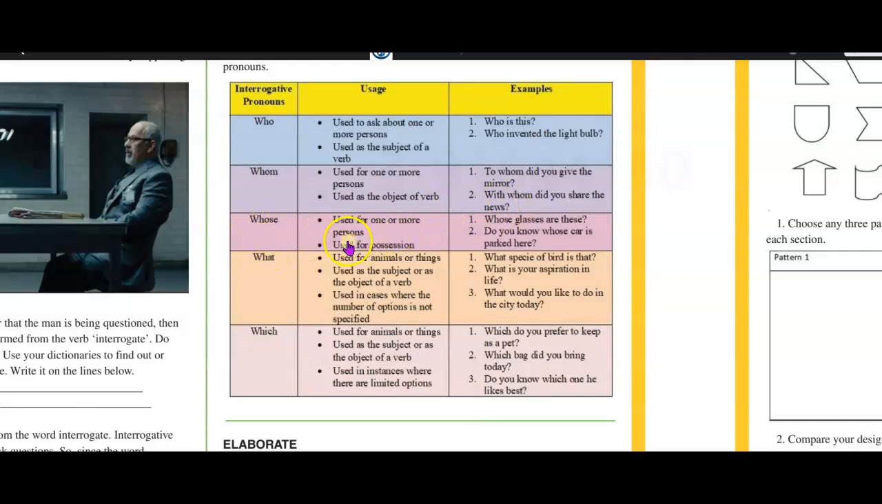Whose, used with one or more persons, to show possession. Whose glasses are these? Do you know whose car is parked here? What? Used for animals or things. Used as a subject or as the object of a verb. Used in cases where the number of options is not specified. Here are examples. What species of bird is that? What is your aspiration in life? What would you like to do in the city today?